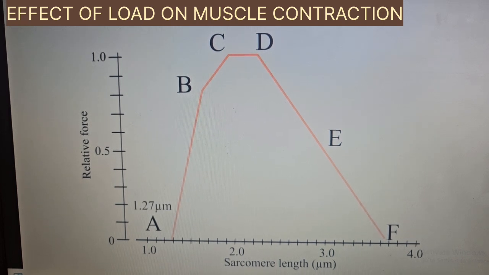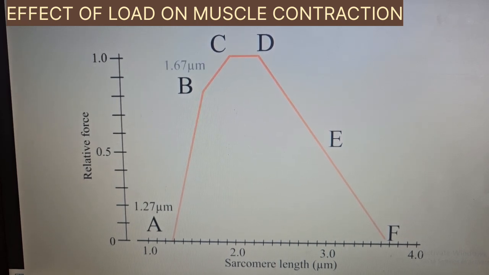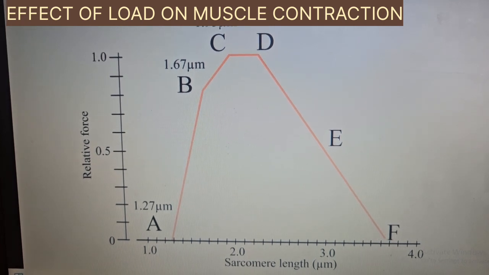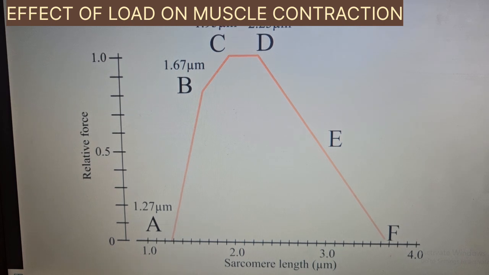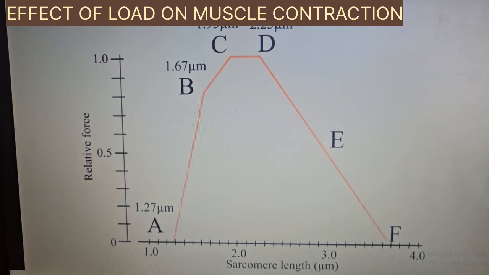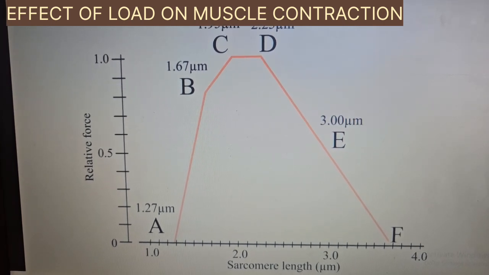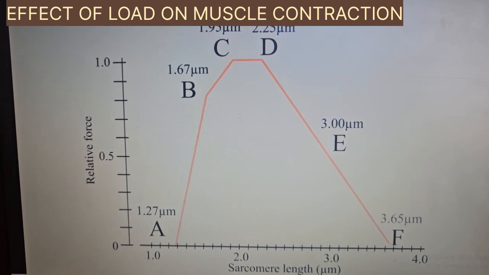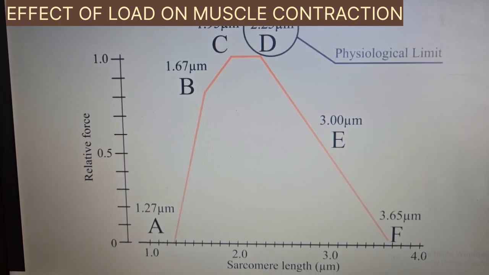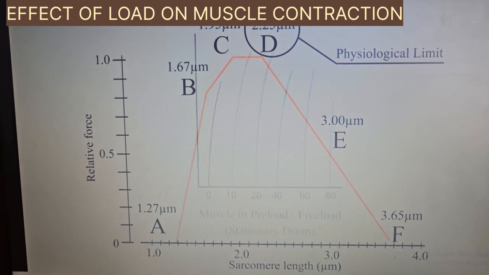We can see that the intensity of contraction increases with an increase in sarcomere length, till the sarcomere reaches a length of 2.25 microns. Any further increase in sarcomere length decreases the force of contraction. This is because 2.25 microns is the physiological limit of the sarcomere.